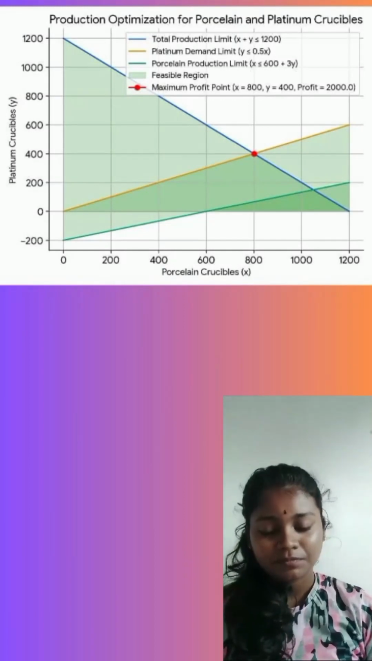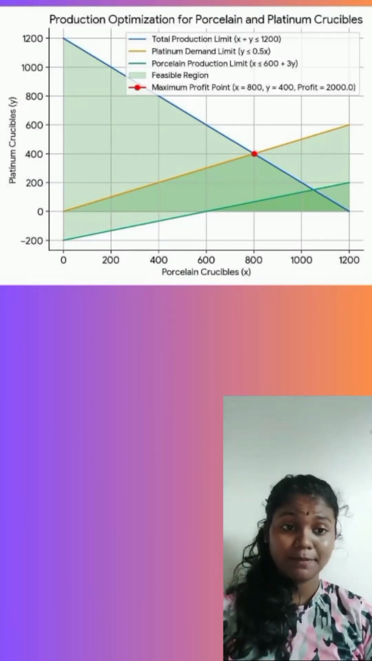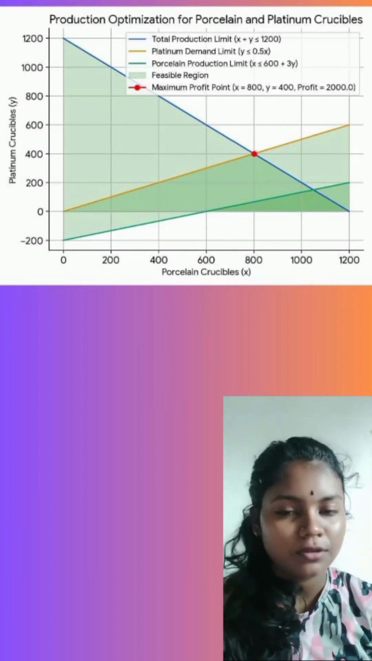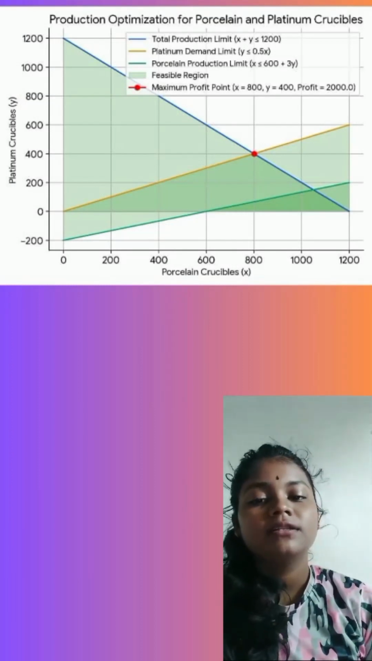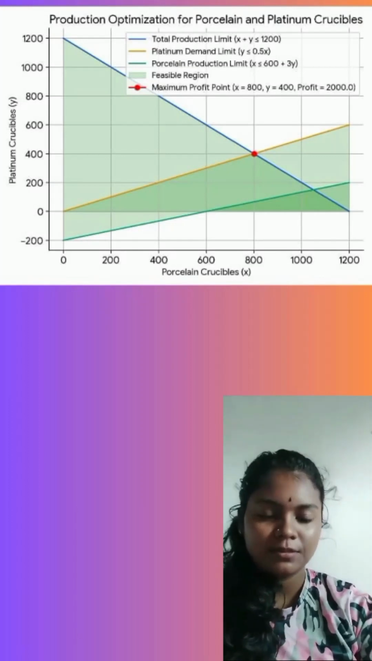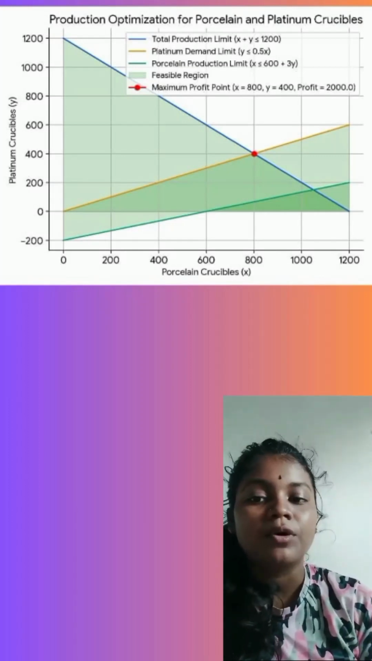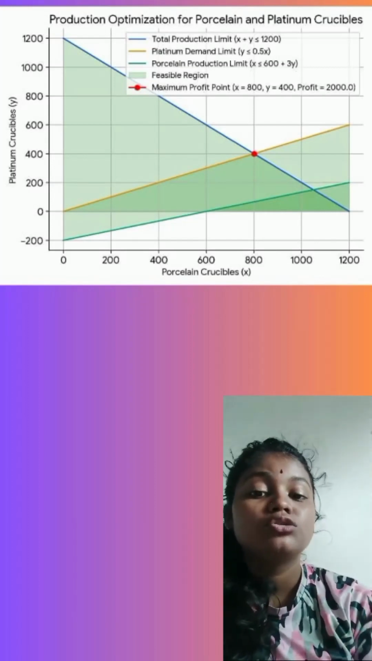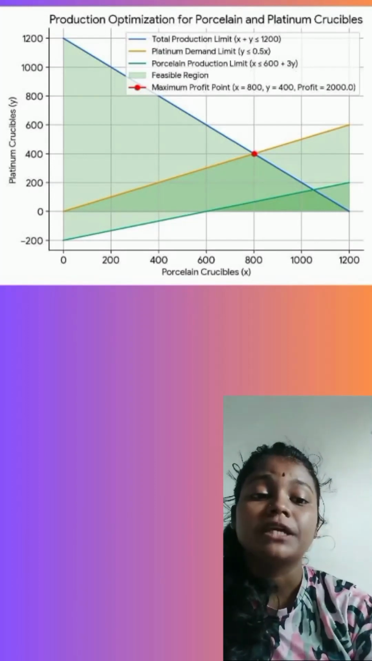Hello everyone. So now I'm going to explain the graph, which is for finding the optimum solution. Identify the corner points of the feasible region. These are the points where two lines intersect. Calculate the profit at each corner point using the objective function.